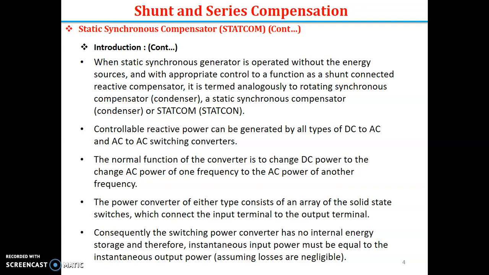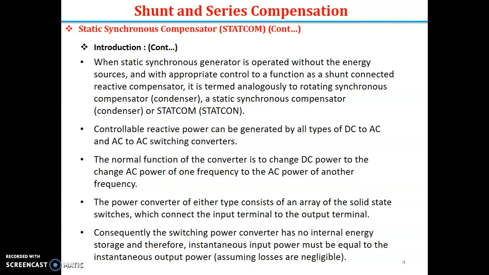Now, how does it work? The controllable reactive power can be generated by all types of DC to AC and AC to AC switching converters. For example, this task may be done by the matrix converter. The normal function of a converter is to change the DC power to AC, and AC power of one frequency to another frequency. That is the example of matrix converter.